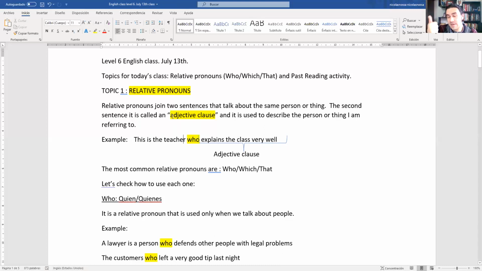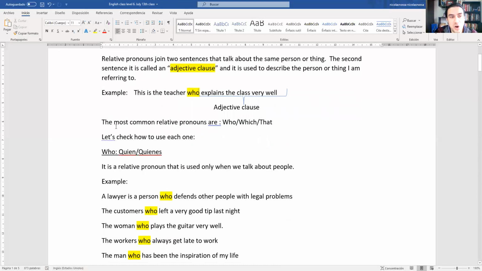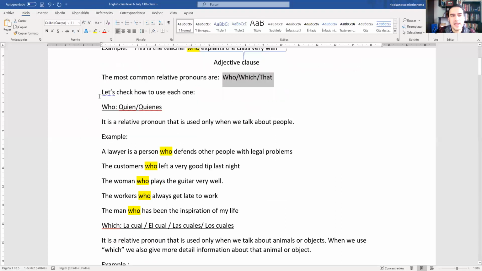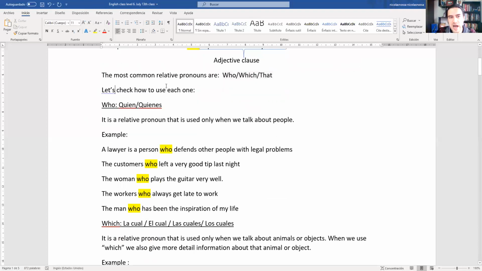So we have the most common ones. The most common relative pronouns are who, which, and that, okay? But we have other relative pronouns like whose or whom. But those are different. Let's concentrate on these ones: who, which, and that. Three relative pronouns. Let's check how to use each, okay?